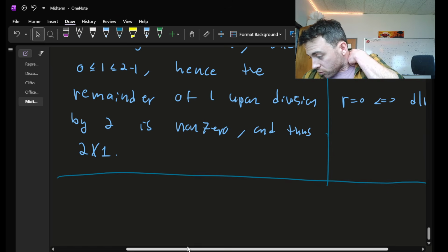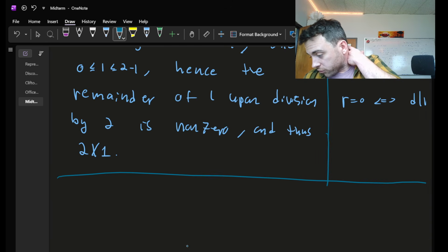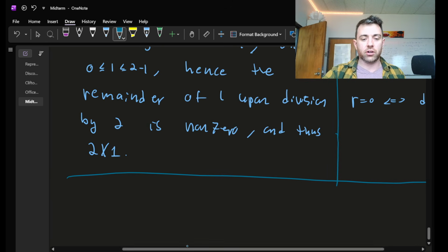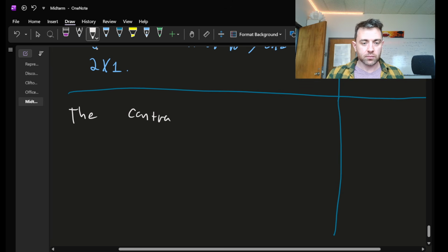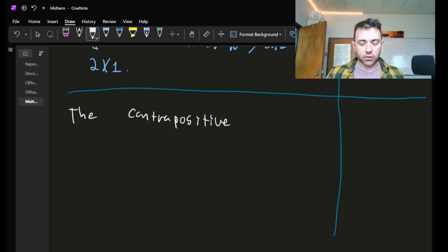Okay, write out the contrapositive of P. Is the contrapositive of P true? So, in this case, the contrapositive of P, again, that's not going to affect the for all part of the statement.